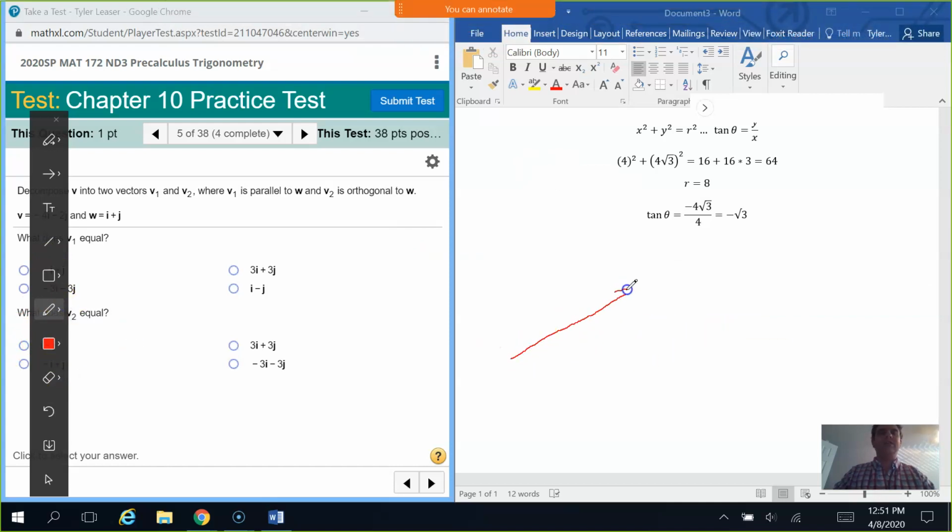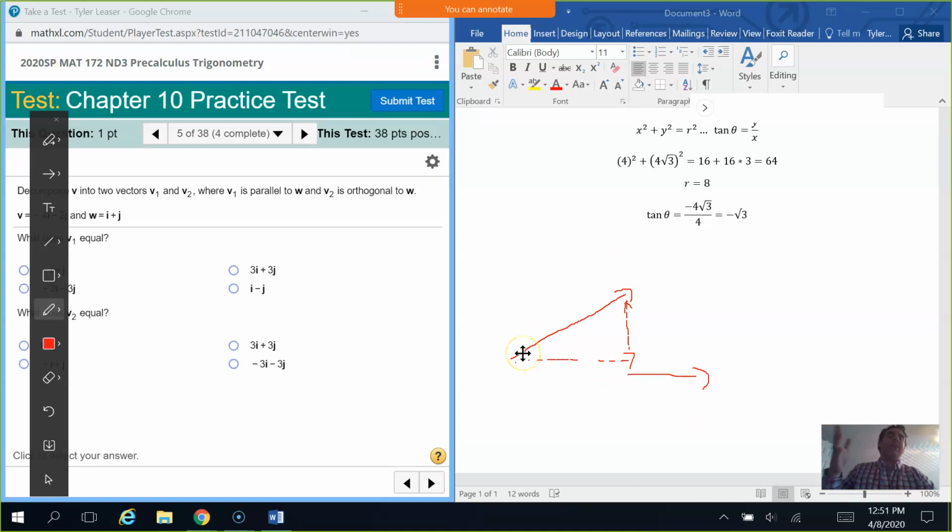So if you have a vector v and then you have a vector w, let's say w is just going horizontally. What you can do to vector v is break it up into two vectors. You could break it up into the vector that's going in the same direction as w and then a vector that is going in the orthogonal direction to w. You're basically making a triangle out of it.